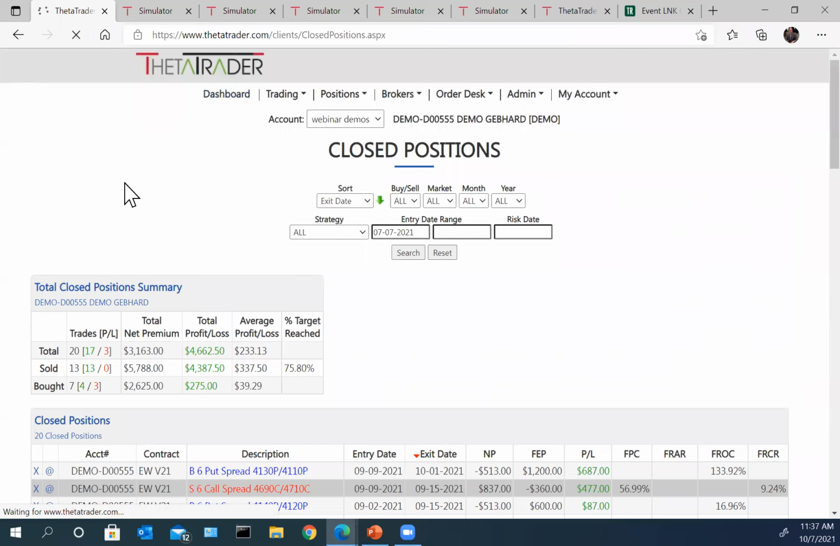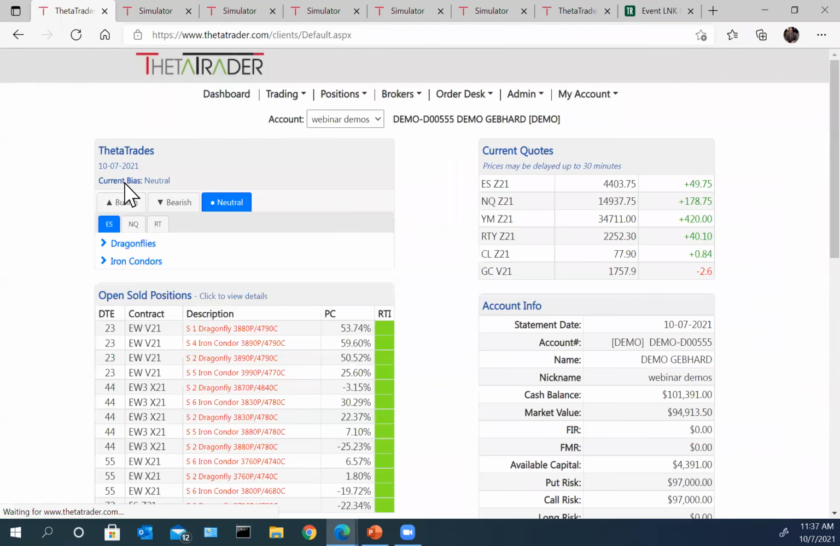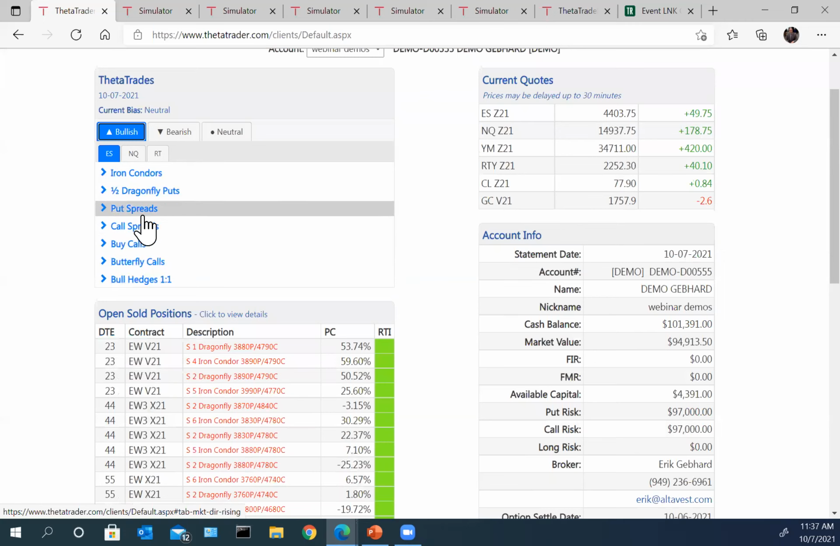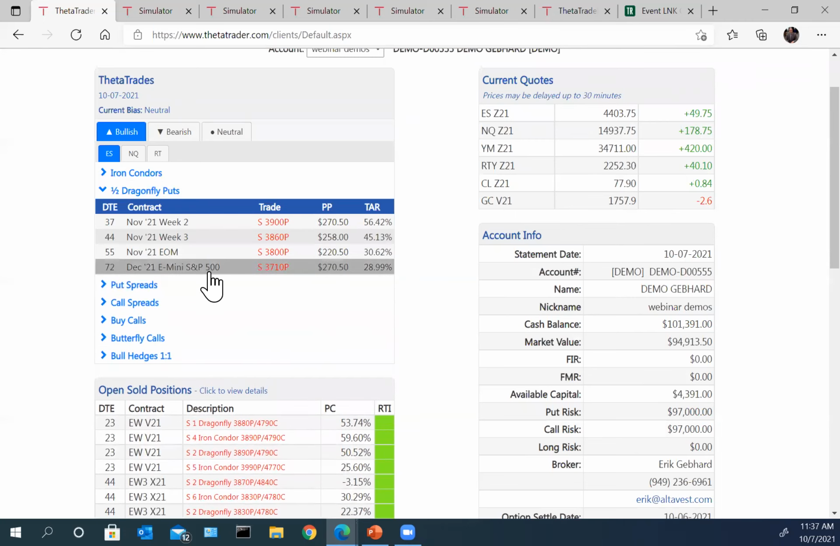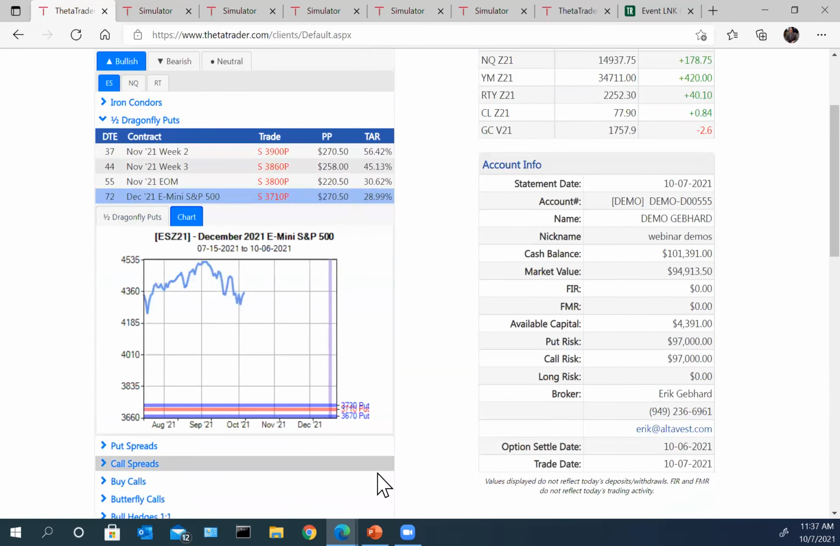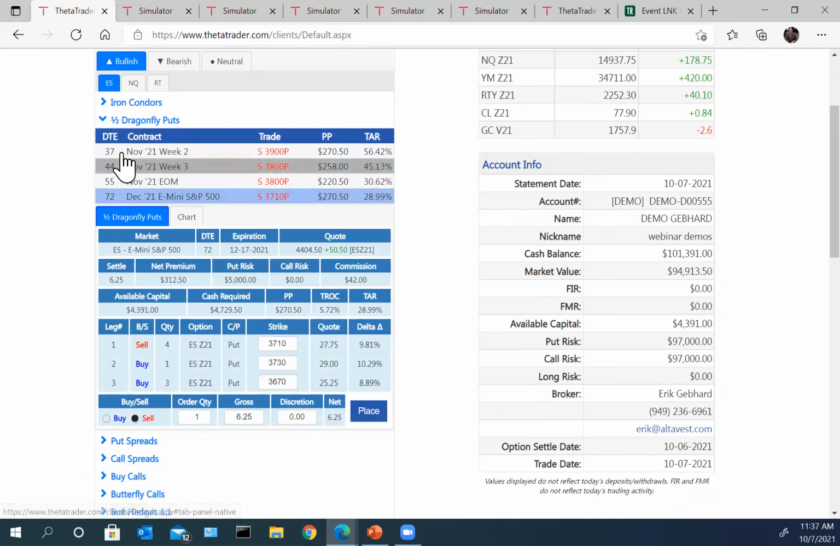Let me point out a couple things, and I'm going to jump into probably the best feature of all. Just want to point out that, for example, if you are bullish and want a directional trade, you can go through any one of these strategies. You can simply buy calls or buy call spreads, but you can also do a half Dragonfly. So basically, instead of placing the full Dragonfly, you just place the put side. You sell premium on and collect the net premium on the puts, and that's a half Dragonfly.